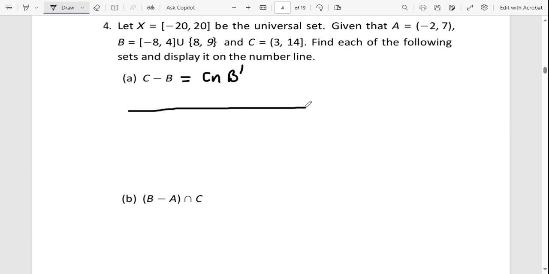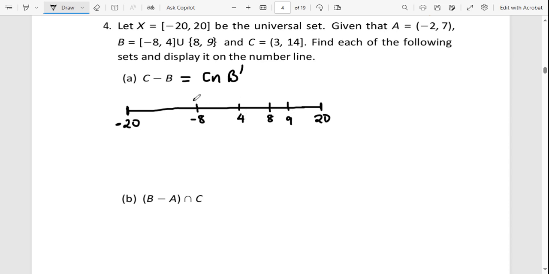For you to find the set B complement, you first need to find the set B. Because I've restricted the universal set, the first thing that you need to put on your set is the universal set. Please, please. Unless they've not restricted it, you don't need to put it. Let's say they've told you the universal set is the set of all real numbers, then there's no worry. So the set B is from negative 8 up to 4, and then 8 and 9.